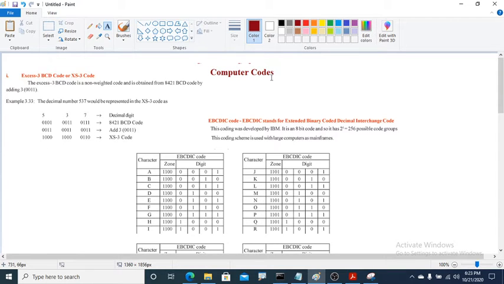Internal representation of data means, let us take 2 and 3, 23. This is what we see on the screen. This internal representation is carried out inside a computer, inside a machine, and it is known with the help of computer codes.